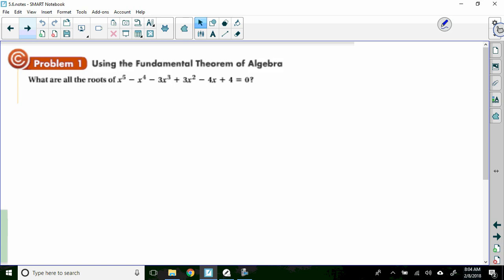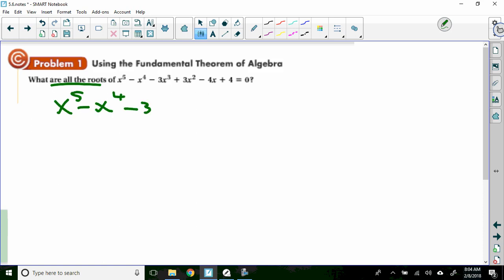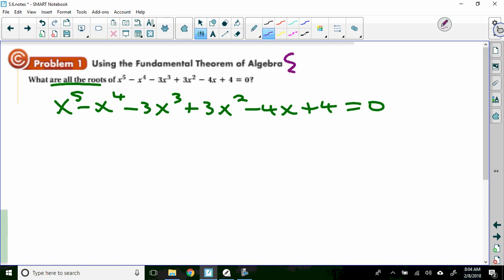Would you look at that? Let me write it a little bit bigger so you can see it. So they want to know what are all the roots of x to the fifth minus x to the fourth minus 3x cubed plus 3x squared minus 4x plus 4 equals 0. They want all the roots. Now, how many should there be? There should be 5. Hopefully, we can find all 5.